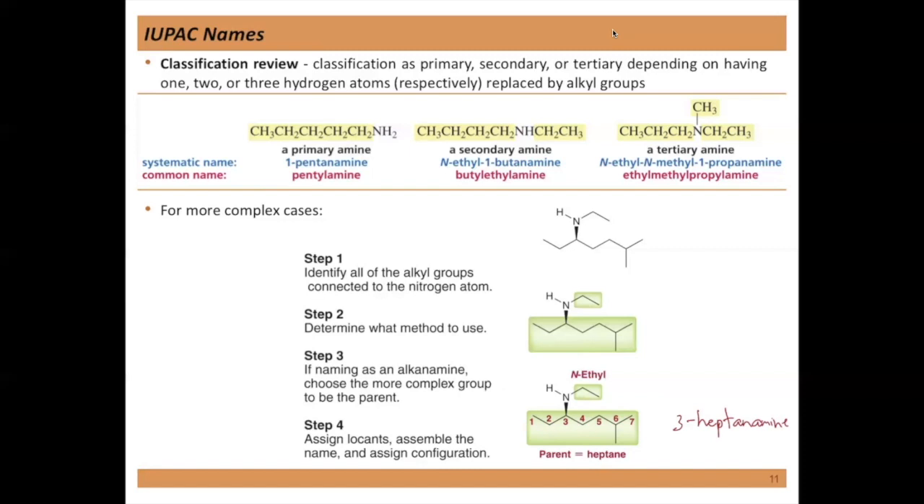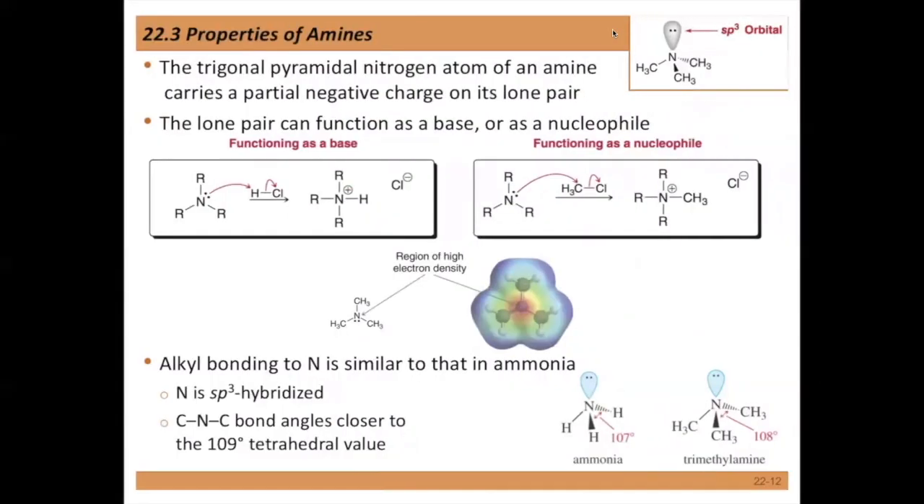The other substituents that we have is a 6-methyl group and an N-ethyl. So in the end, this would be called N-ethyl 6-methyl-3-heptanamine. Okay, thank goodness. That's the last of the nomenclature that you'll have to see, unless you want to do this again.